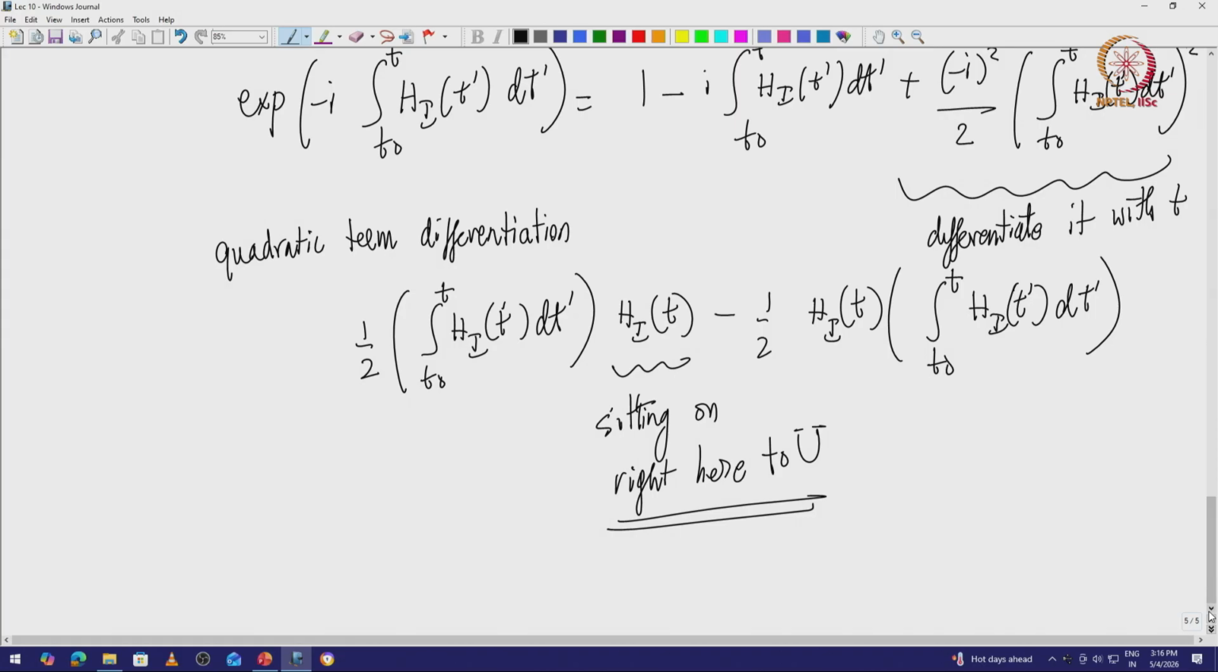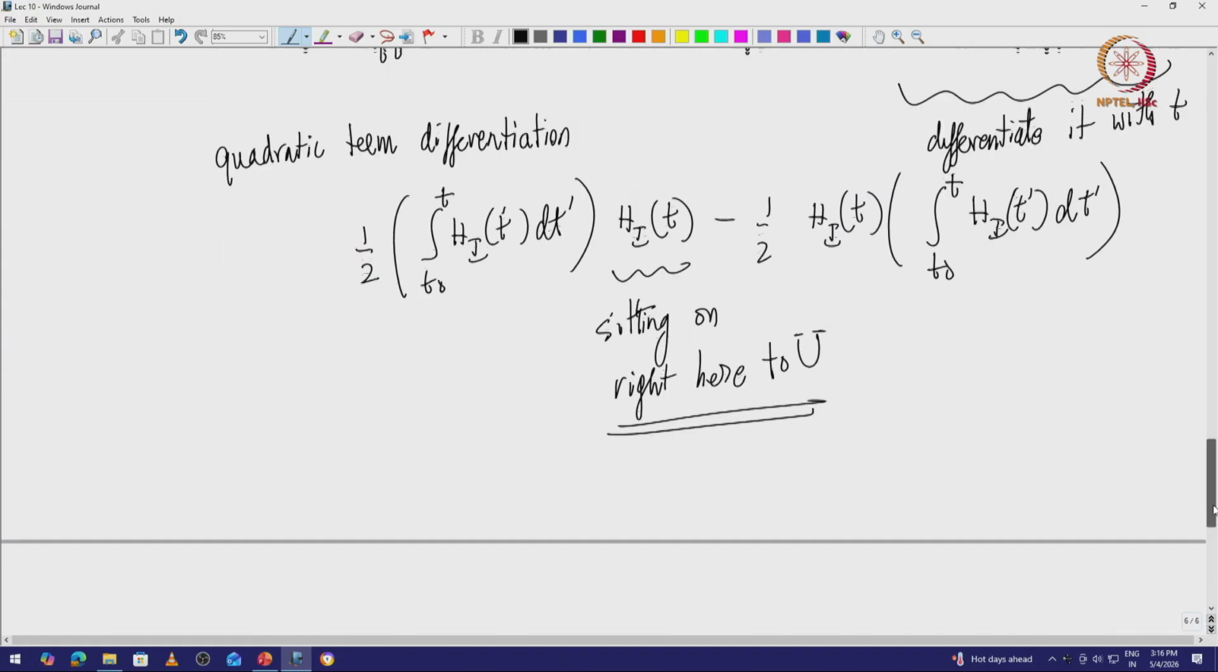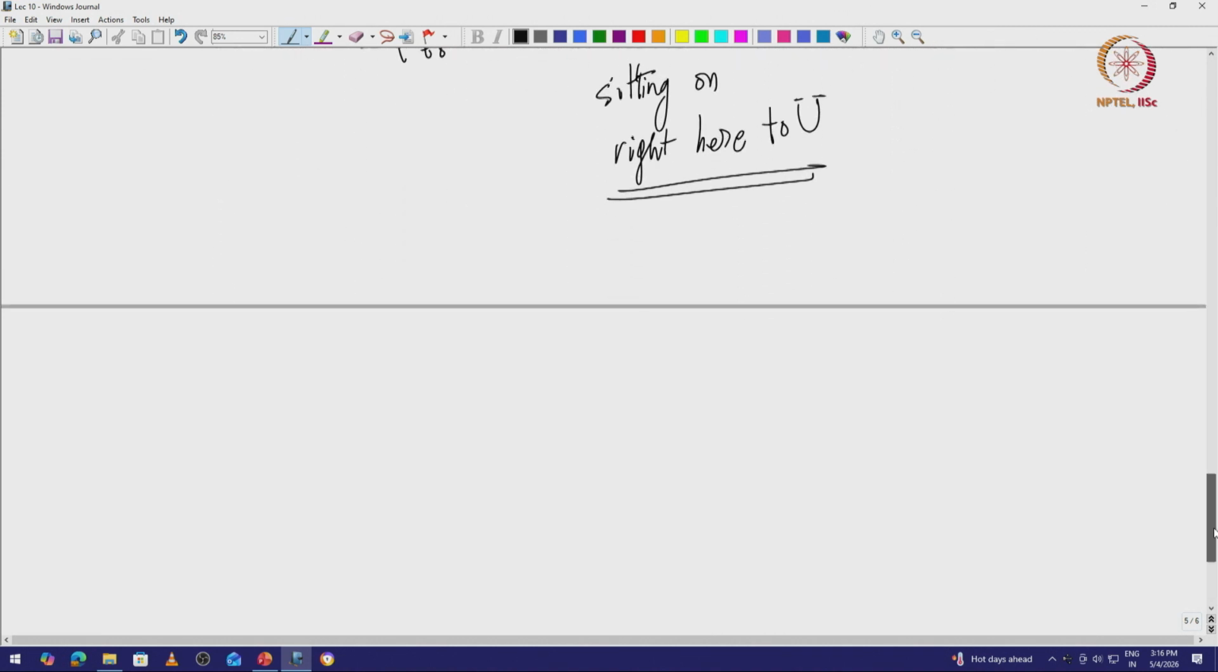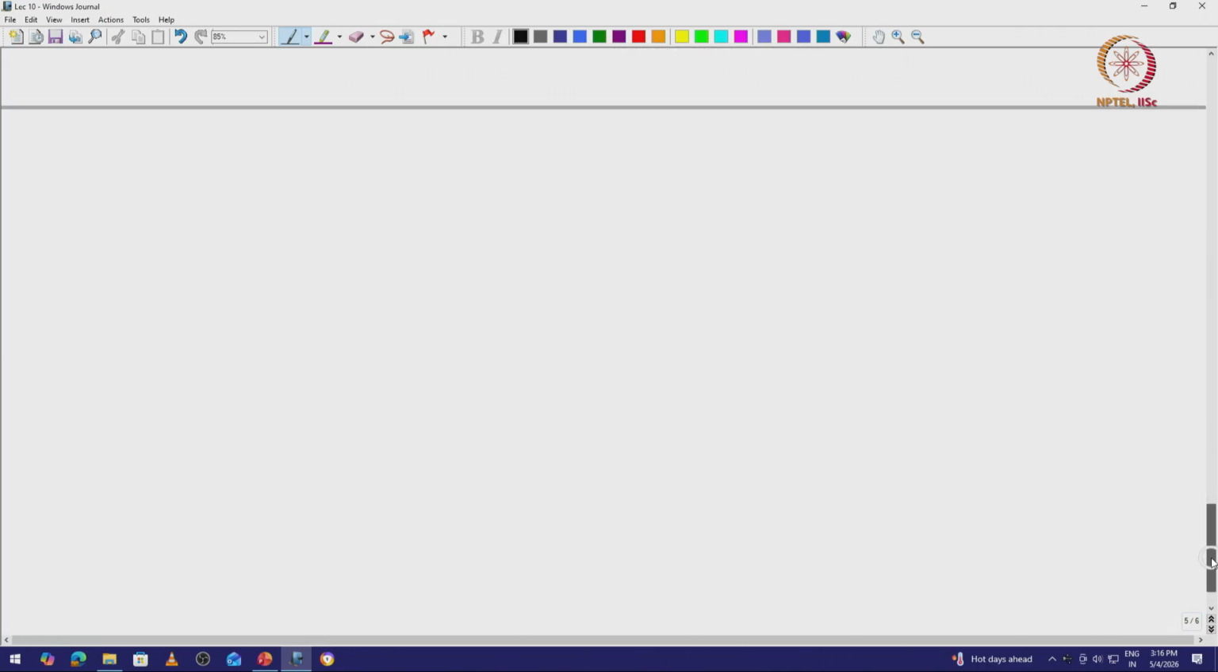So when you are expressing it directly as an exponential, like a matrix exponential, and then trying to solve this, you will end up in problems, because you are not worried about how the time is progressing. So for this, we need to introduce something called time ordering of operators.